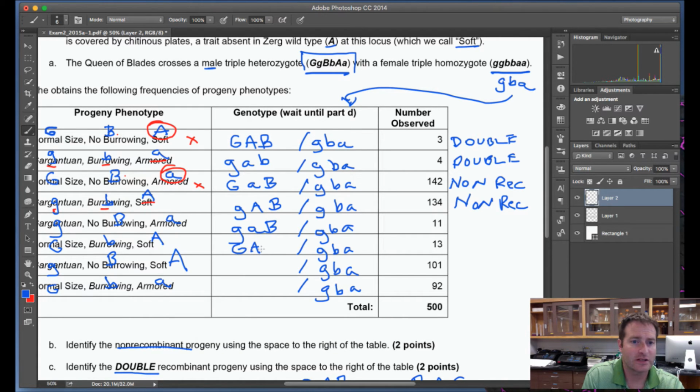If you go fast at this step, you'll misrecord something and mess it all up. So take your time, make sure you get it correctly, because if you don't, it could cause problems later. Okay, so that's part D done.